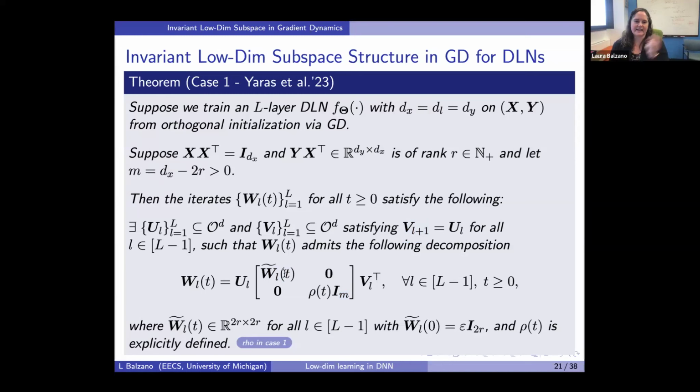And this W tilde, like I said, you can think of as an arbitrary matrix, but at initialization it's epsilon times identity, and so is rho at initialization. Epsilon is the scale that we used for initialization. I just wrote orthogonal initialization there, but if you remember from my previous slide, that's the initialization scale. So we have this decomposition where U and V are not changing with iteration, but the W tildes and rhos are. Key is that all of the change in that W tilde is happening in this 2R-dimensional subspace. And that's the key for what we'll show later, compressing the training in these networks.